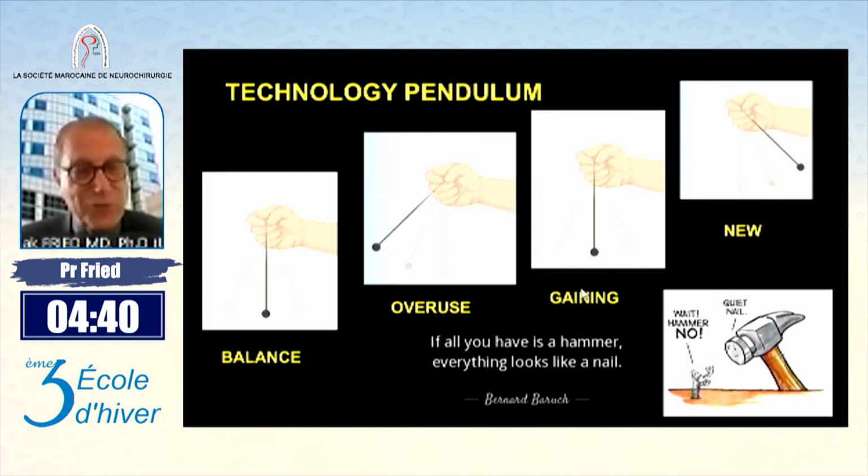So I will end with just a general comment, which is that we get a lot of technologies. And whenever we use technology, we can have an initial period of overuse and enthusiasm. We eventually will gain knowledge, and hopefully we eventually reach a balance. We should always remember that if you have a hammer, everything looks like a nail. So we have a lot of technological options today for epilepsy patients, and we have to use them judiciously.